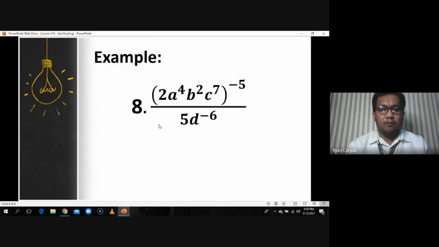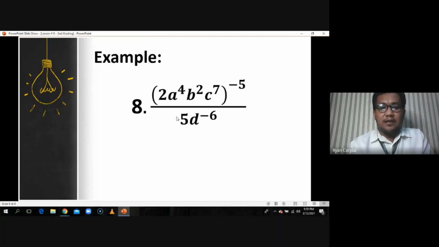And 2 raised to 5 is not yet simplified unless we expand it and we find the value of 2 raised to 5. So 2 raised to 5 is 2 times 2, 4 times 2, 8 times 2, 16 times 2, 32. So 32 yon, since yung 5 is on the denominator pa, so 32 times 5. What's that? 32 times 5, that's 160.